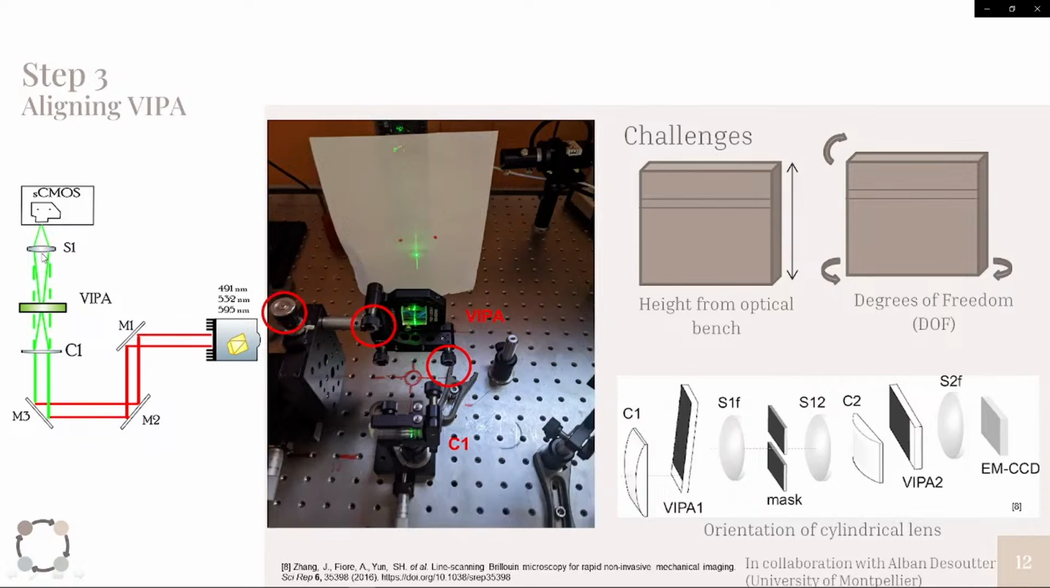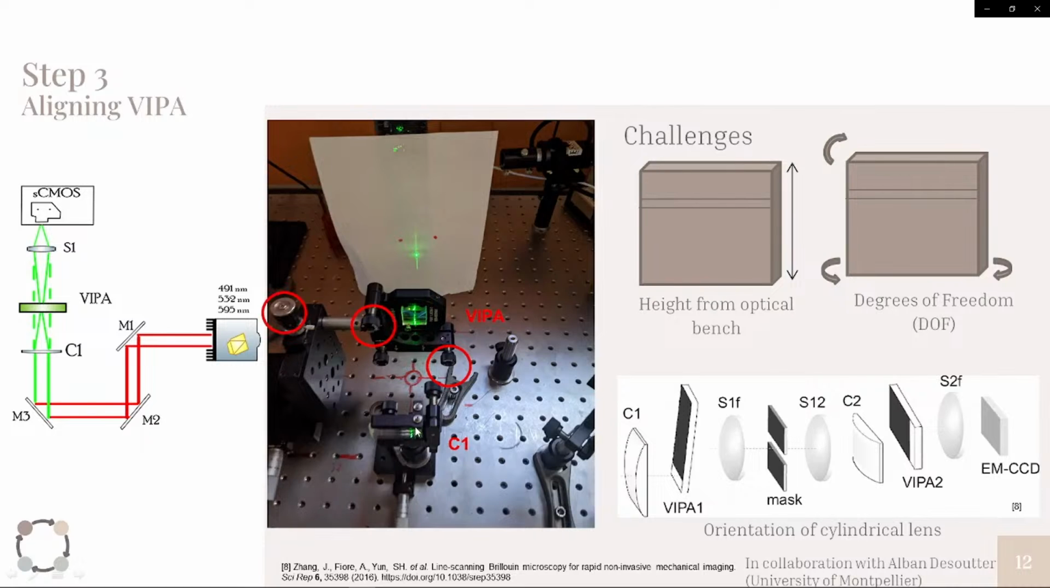So what you see here in my system are screws that I can use to change the direction, the height, and the lateral direction of the VIPA. So there are 3 degrees of freedom here. This one changes my height, this one changes my angle, and this one also changes my angle or makes it orthogonal. I also have a system here which can be used to change the distance between the cylindrical lens and the VIPA.